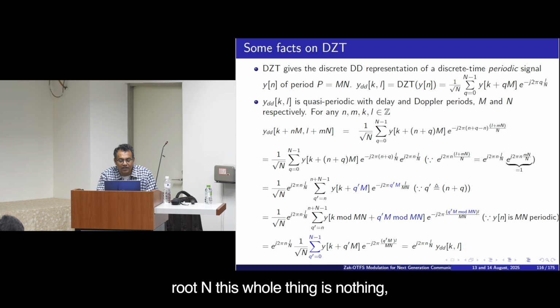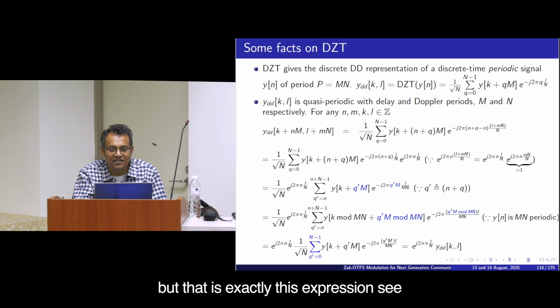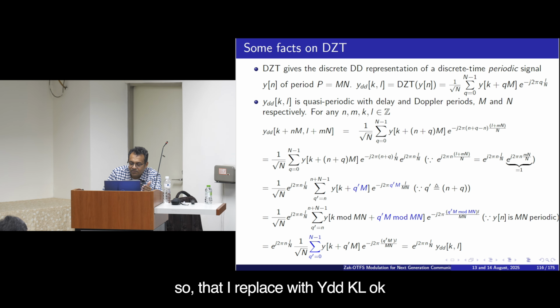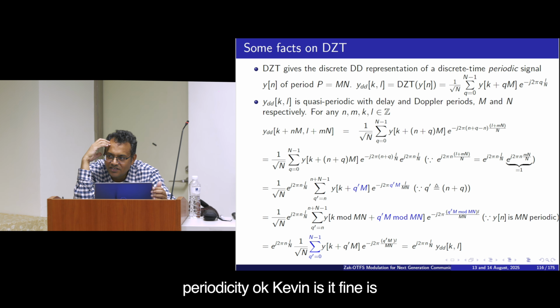Now, along with 1 over root N, this whole thing is nothing but exactly this expression. It is just that q prime has to be changed to q. So, this one and this one are exactly the same, and so I replace that with Y DD K L, okay. And so, what we have shown is that if you shift along delay and Doppler by integer multiples of capital M and capital N respectively, then you get back the same Y DD K L, but with this extra term here, okay. This is quasi periodicity, okay.